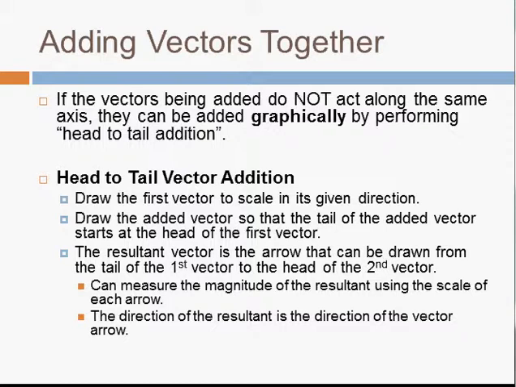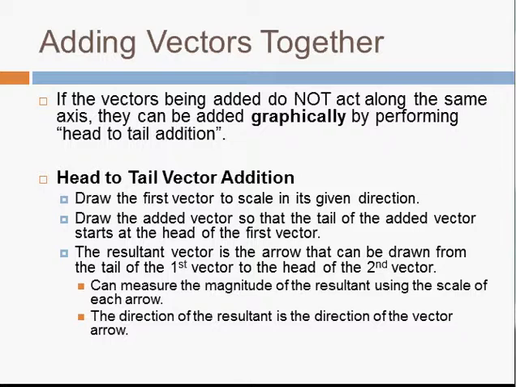And then you're going to draw your resultant. The resultant vector is the arrow that can be drawn from the tail of the first vector to the head of the second vector. And we can actually use a ruler, measure out the magnitude if we have a proper scale set up. That'll be something we're going to focus on in class. And we can figure out the new direction just by looking at the direction of the arrow. That's the nice thing with this graphical addition. It allows us to visualize what the new vector is going to be just by looking at the diagram.